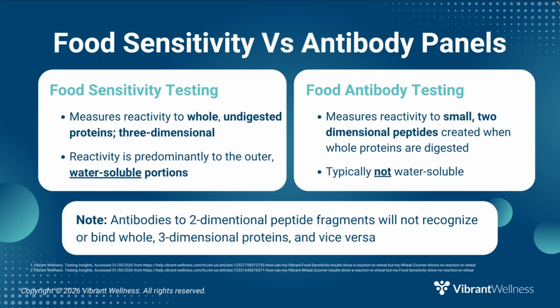The food sensitivity panel measures reactivity to the whole undigested 3-dimensional proteins. Since proteins exist in an aqueous, i.e. watery environment, reactivity to whole proteins is predominantly to the outer, water-soluble portions of the proteins. In contrast, food antibody testing, like the wheat antibody panel, measures reactivity to the small, typically not water-soluble, 2-dimensional peptides created when whole proteins are digested into smaller fragments. Note, antibodies to peptide fragments will not recognize or bind whole 3-dimensional proteins and vice versa.